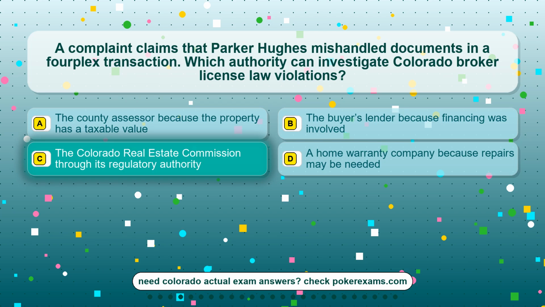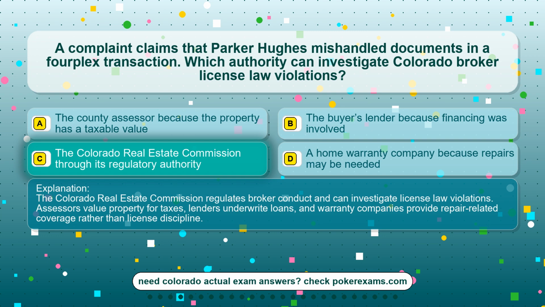The correct answer is option C, the Colorado Real Estate Commission through its regulatory authority. The Colorado Real Estate Commission regulates broker conduct and can investigate license law violations. Assessors value property for taxes, lenders underwrite loans, and warranty companies provide repair-related coverage rather than license discipline.